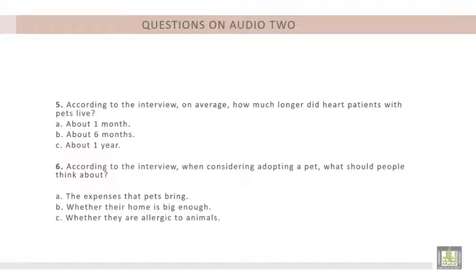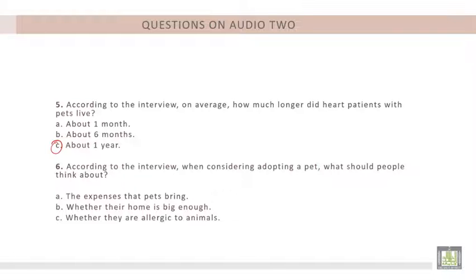Number 5. According to the interview, on average, how much longer did heart patients with pets live? A. About 1 month. B. About 6 months. C. About 1 year. The correct answer is C. About 1 year.